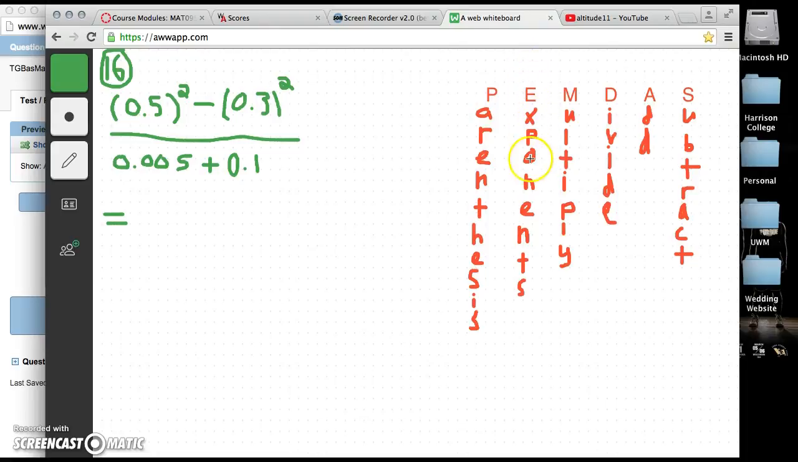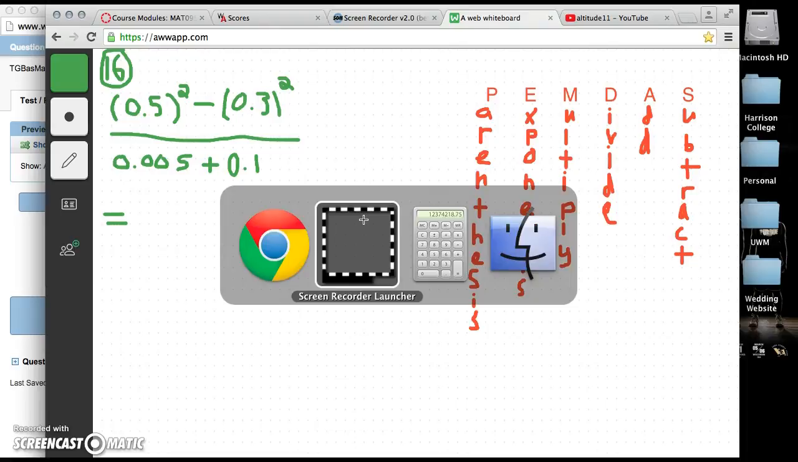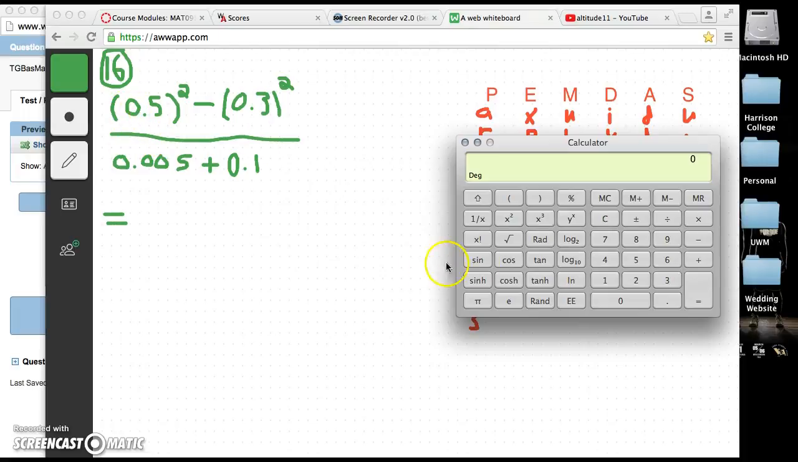In this case, that is our exponents. If we have any exponents, we need to take those to whichever powers they need to be taken to. In this case, we have 0.5 squared, so you're taking the number 0.5 and raising it to the second power, and we have 0.3 squared, so we need to take 0.3 and raise it to the second power as well. Remember, all that's telling you is how many times you're going to multiply a number by itself. So we need to multiply 0.5 by 0.5, and let's see what we get. So we get 0.25.